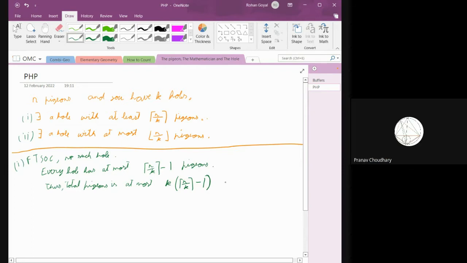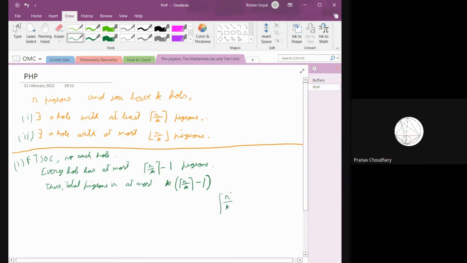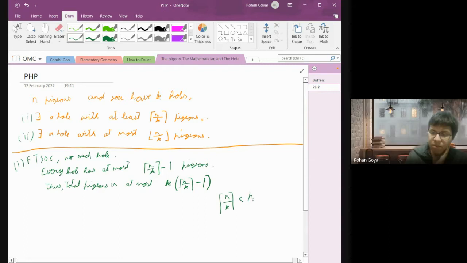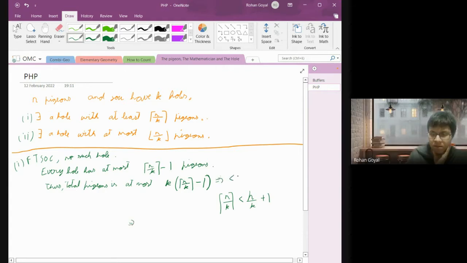And this ceiling of n by k is less than n by k plus 1, I guess. So now multiply this, which implies less than n pigeons.